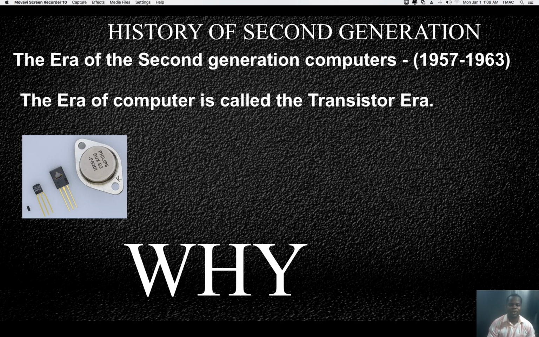Why is it called the transistor era? Look there, you see a very nice diagram indicating the transistor. Sometimes when we see some of the electronic circuit boards, we see some of these things on it. But here we are going to talk about the transistor itself. What came about? How did they manage to use those transistors in these second generation computers? Why is it called the transistor era?